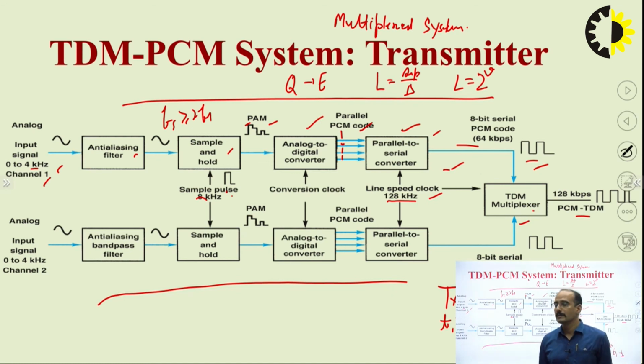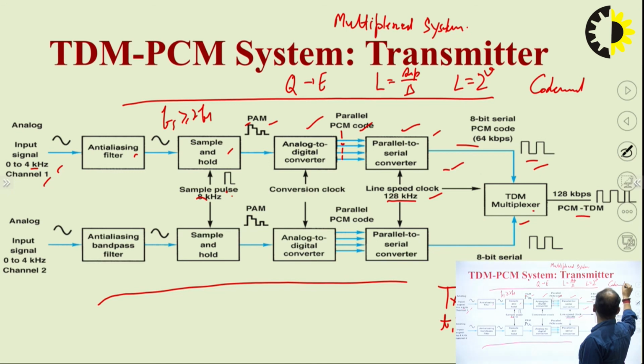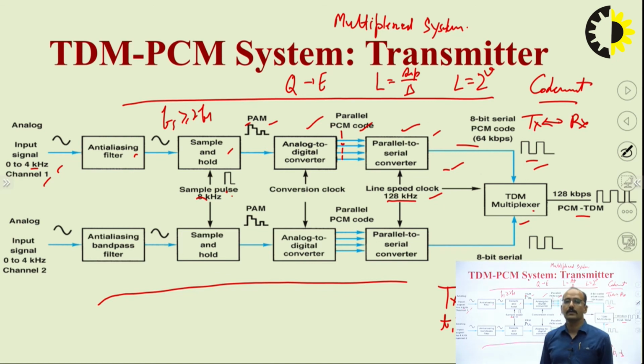That's why synchronization is required for the proper demodulation of the signal. This is also known as coherent detection, meaning the transmitter as well as the receiver are both in synchronization. This is also another question which is asked quite many times in the university examination.